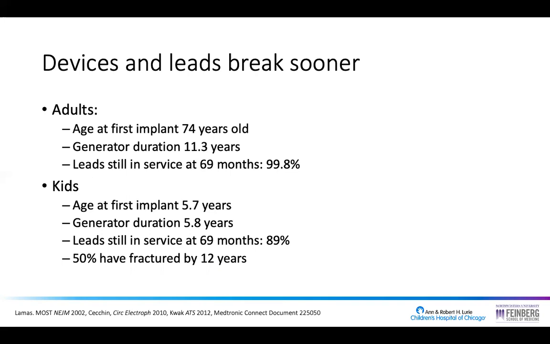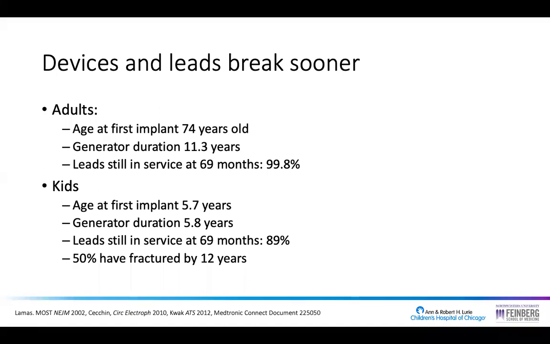But nonetheless, the data in a whole bunch of papers is that the number of leads in service at 10 years is north of 90% by a good margin, and close to 95 or 99%, depending on who you look at. Kids, it's very different. The age at first implant is an average of 5.7 years of age. Generator duration lasts on average 5.8 years.